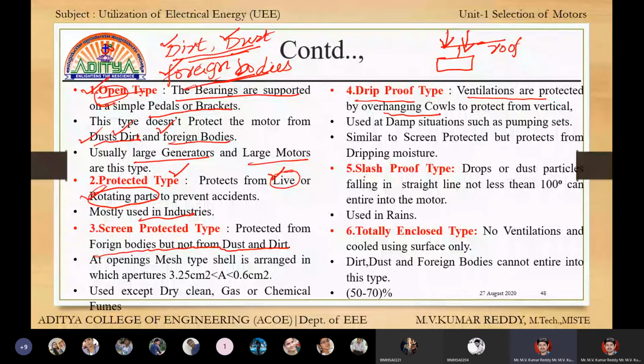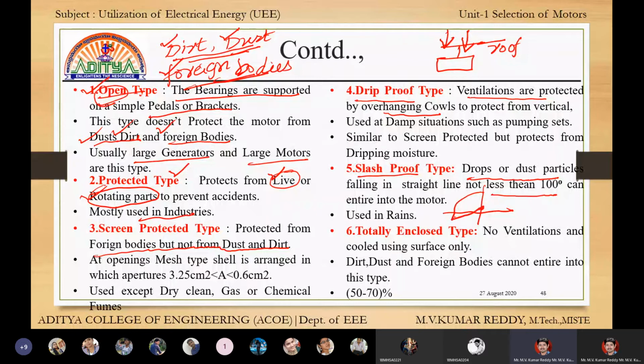Okay. Next, splash proof type. In splash proof type, drops or dust particles are protected at not less than 100 degrees.